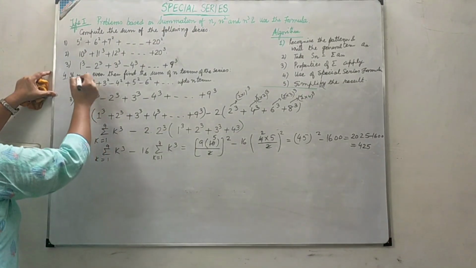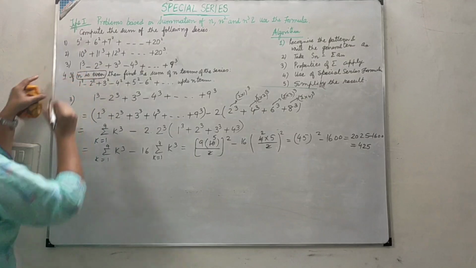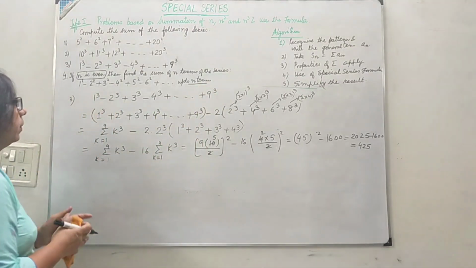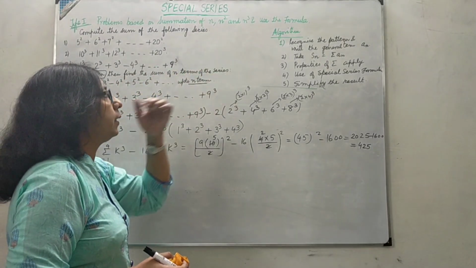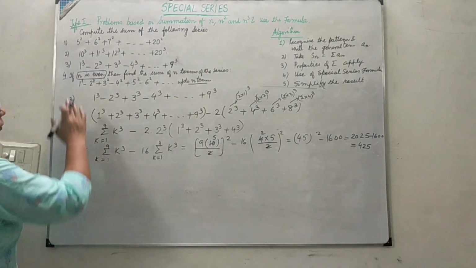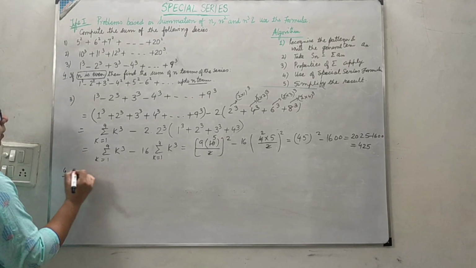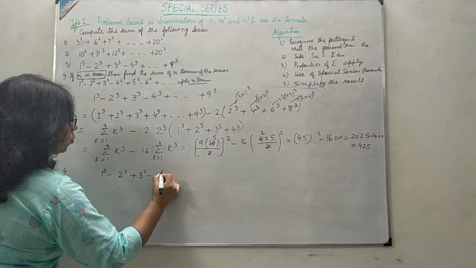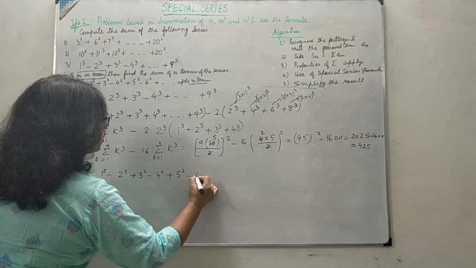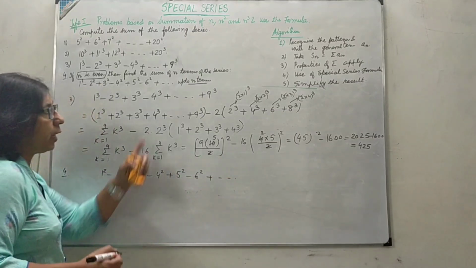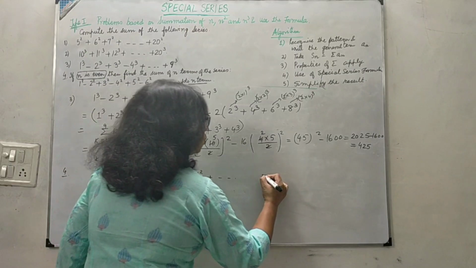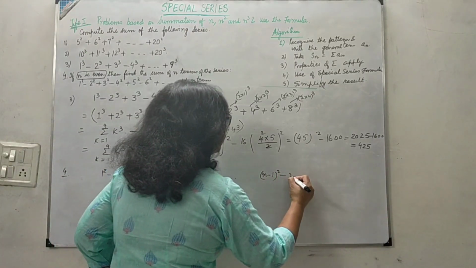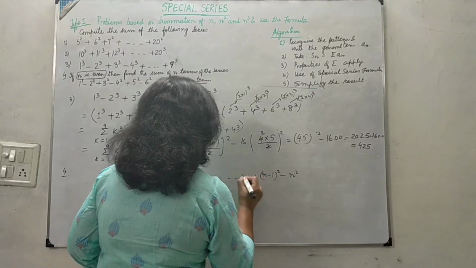If n is even, here the condition is given, n is even, up to n terms the last term is an even number. Then find the sum of n terms of the series. Now we are again having a pattern. 1 square minus 2 square plus 3 square minus 4 square plus 5 square minus 6 square plus so on. If we are going up to n terms, the second but last term is n minus 1 square and the last term will be n square and this is minus.